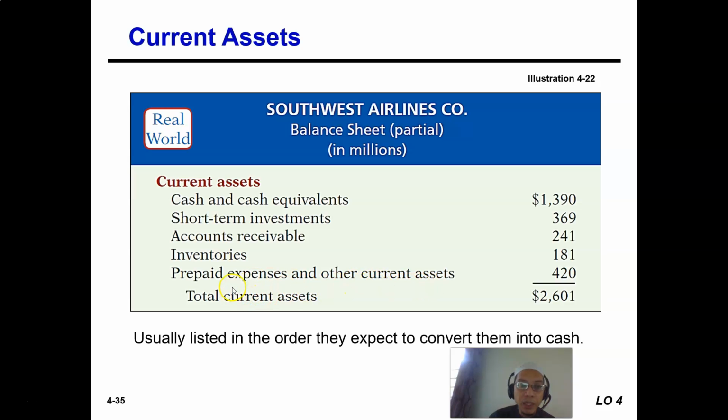Of course, prepaid expenses, you won't be able to turn them back to cash, but you will get the benefit when the time passes. For example, if you have prepaid insurance, it's very unlikely that you sell back your insurance, but you will reap the benefit from the insurance when the time comes. So it's the most difficult to turn back into cash.